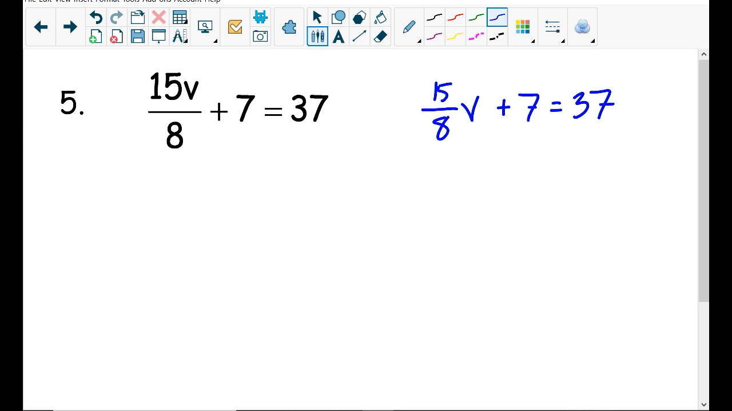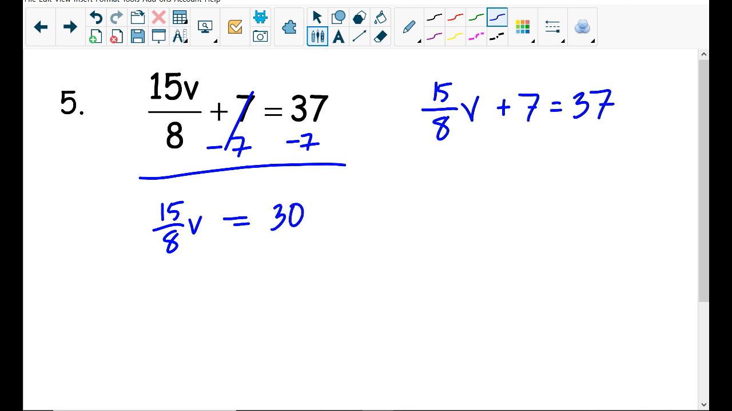So let's get rid of that addition subtraction first. So we're going to subtract 7. So 15 over 8 v, the 7s give me 0. 37 minus 7 is 30. Now, who remembers how to get rid of that fraction? Yep. And what do we do with that fraction? Yeah, flip it upside down, right? So 8 over 15, when we multiply now. So the 8s cancel with each other, the 15s cancel with each other. So I'm left with just a 1v.